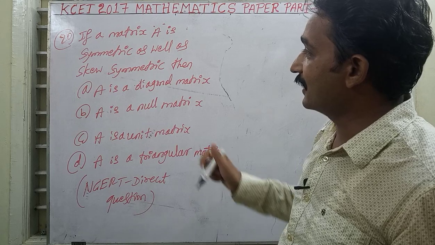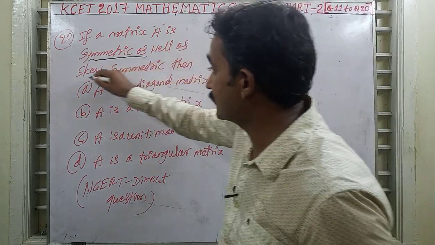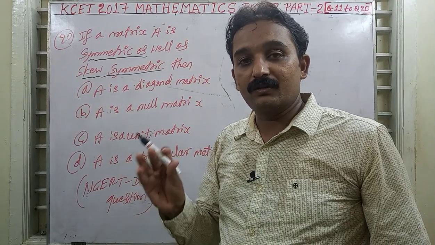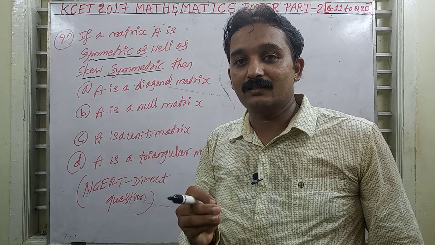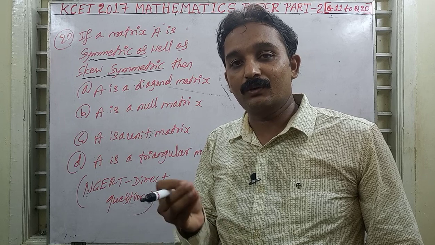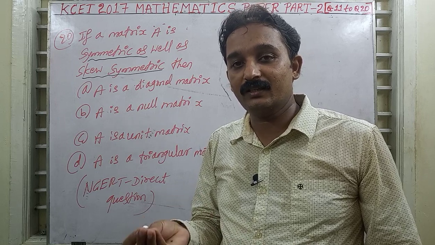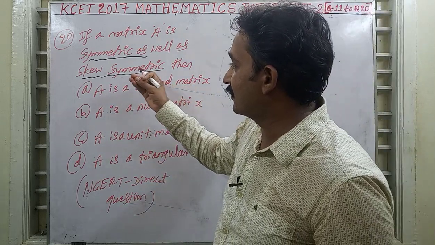If a matrix A is symmetric as well as, which is important, symmetric as well as skew symmetric. Particularly this question is based on the topic skew symmetric and symmetric. What is the meaning of symmetric and skew symmetric matrix? Any square matrix is symmetric if A transpose is equal to A. Any square matrix is skew symmetric if A transpose is equal to minus A. Using these two conditions, we have to identify the answer of this question.